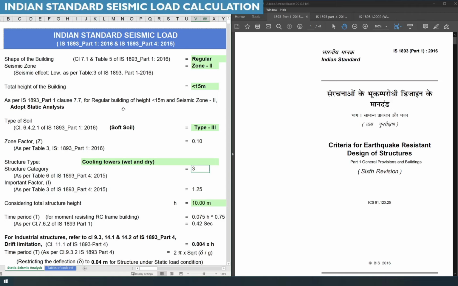For that, there are certain criteria provided in the code: whether the building is regular or irregular, the seismic zone, and the total height of the building. The clause states whether we can go for the static method of analysis or not. For that we need to refer to clause 7.7 of IS 1893 Part 1 2016, page number 25.